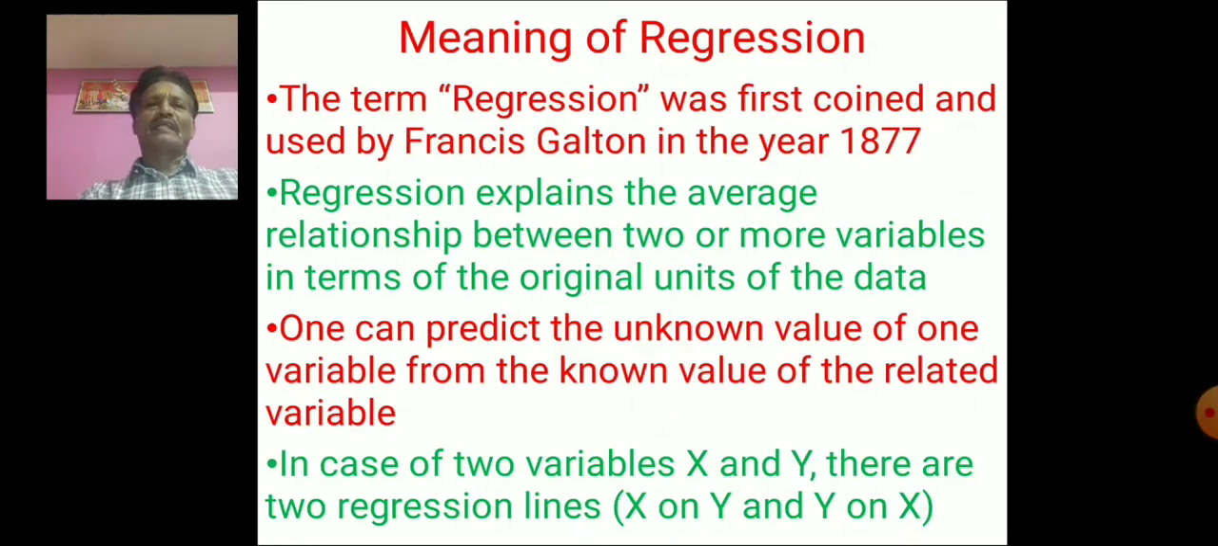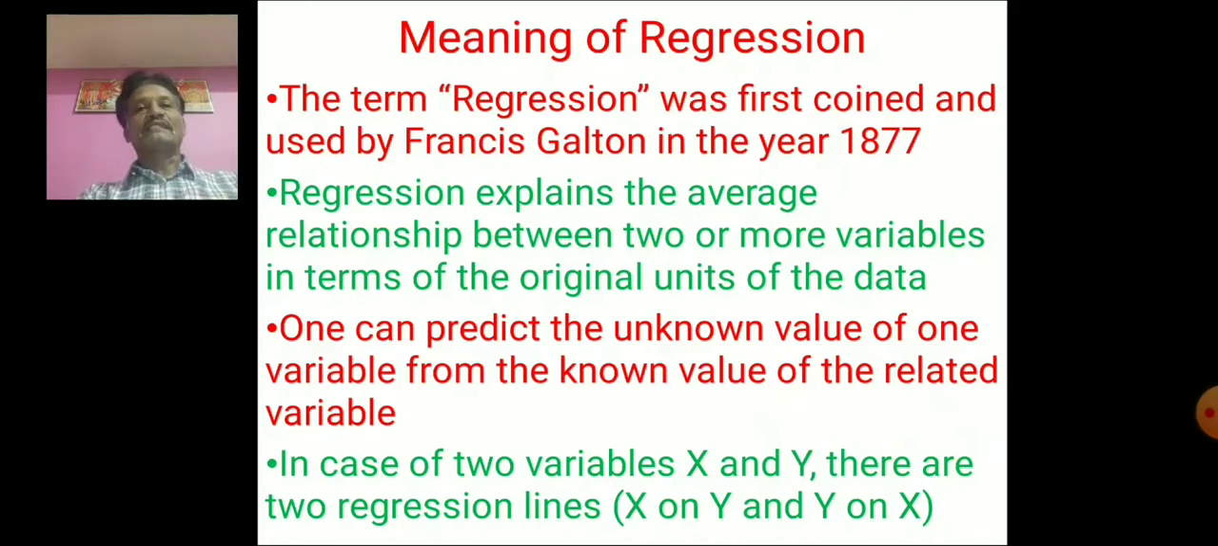With the help of regression, one can predict the value of an unknown variable from the value of a known variable. We can estimate the unknown value from the known value, or the dependent value from the independent value. If one value is given, we can estimate the other. If the x value is given, we can estimate the value of y, and if the y value is given, we can estimate the value of x.